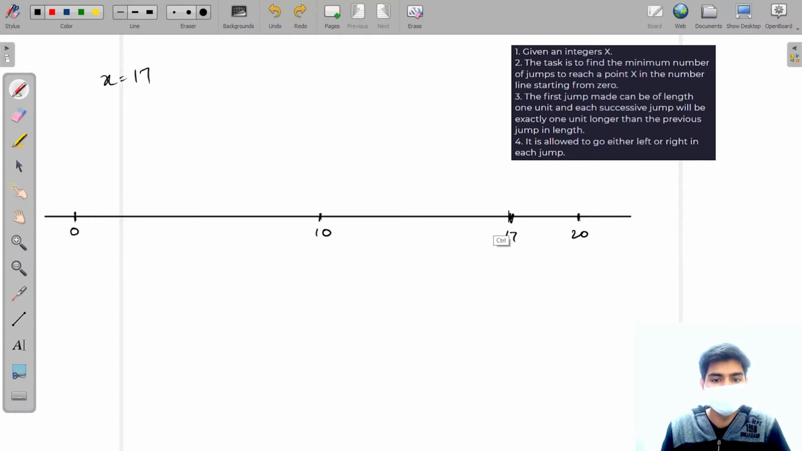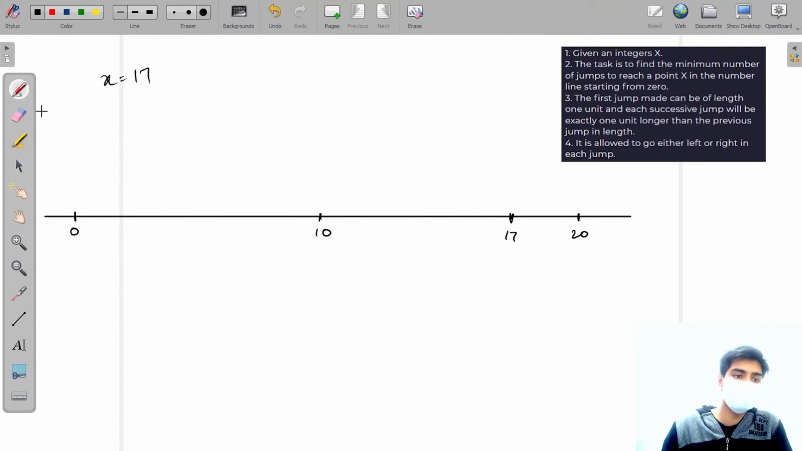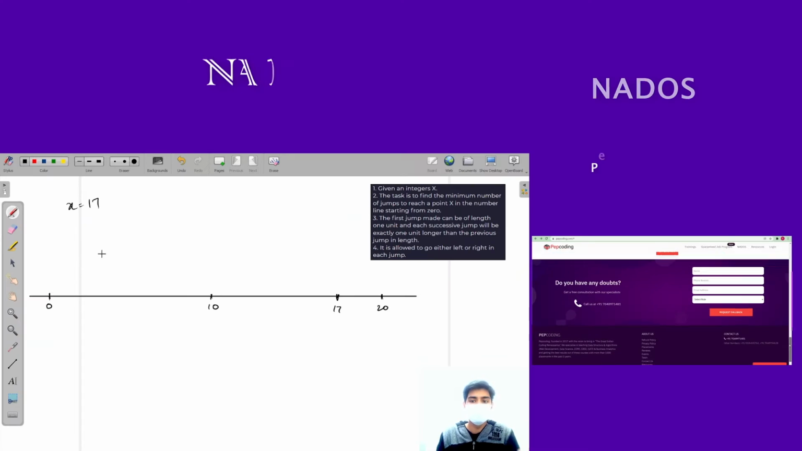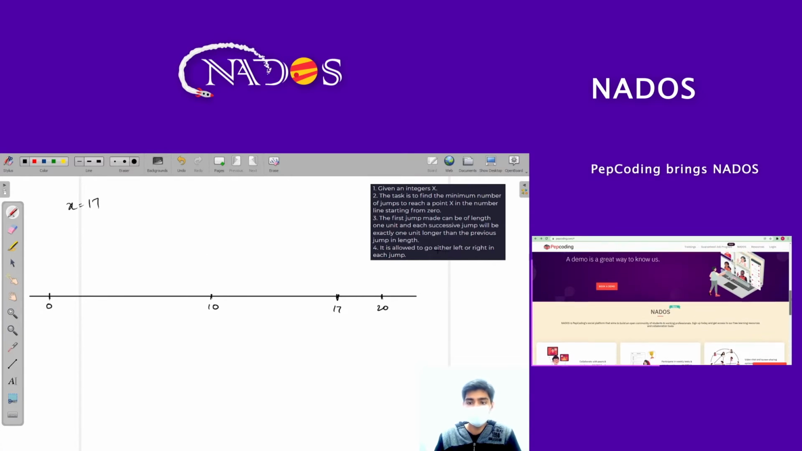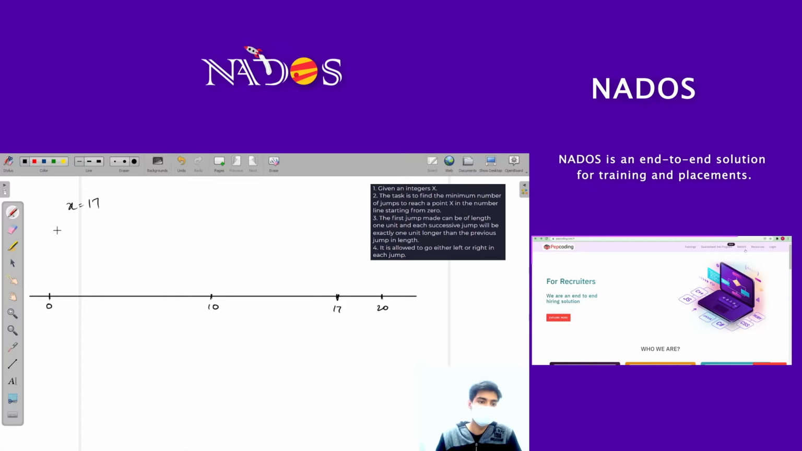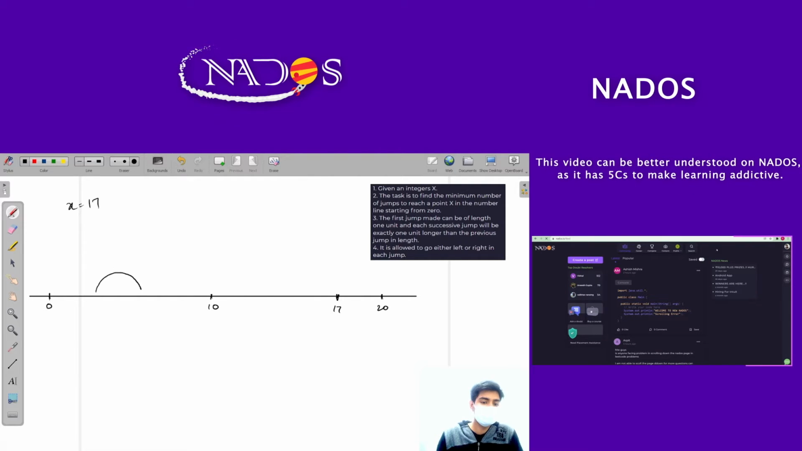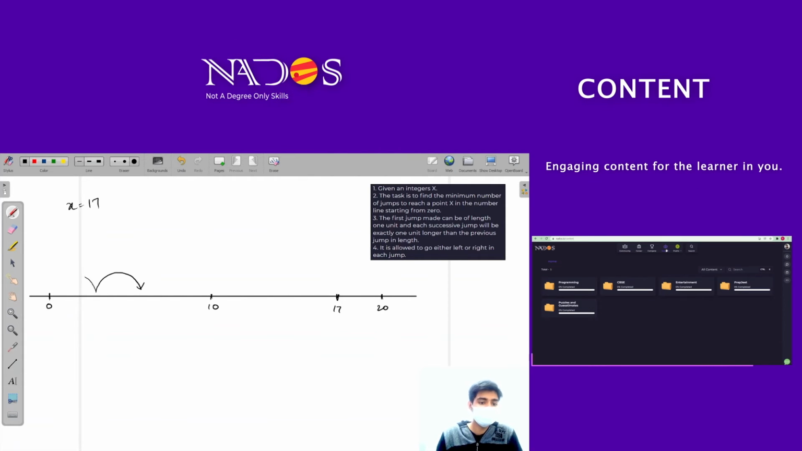this 17 point. Now the first jump made can be of length 1 unit, and each successive jump will be exactly 1 unit longer than the previous jump in length. So the first jump that I'll take will be of 1 unit, and every successive jump will be of 1 unit more than the previous jump. It is allowed to either go left or right in each jump, which means I can either take a jump in this direction or I can take a jump in this direction, right?